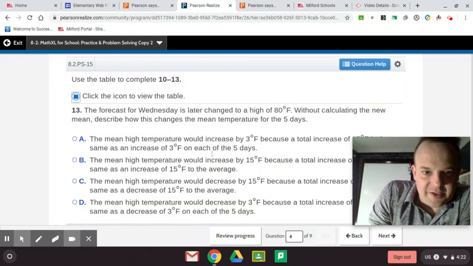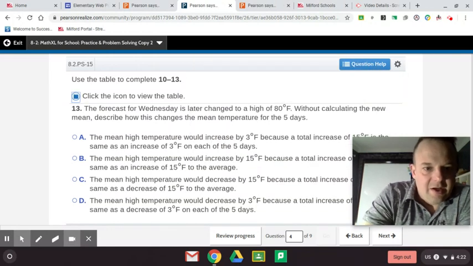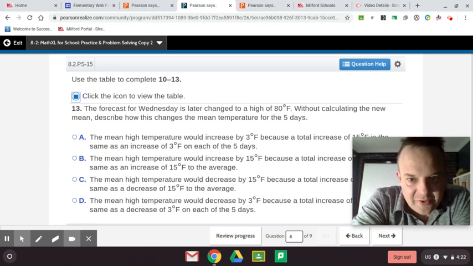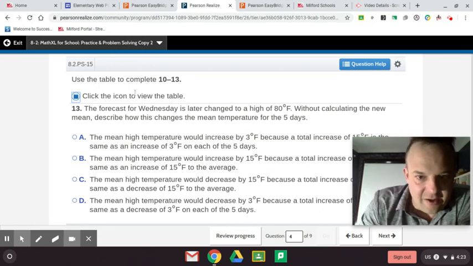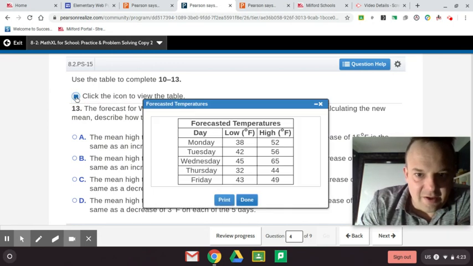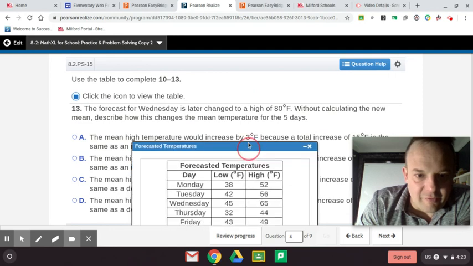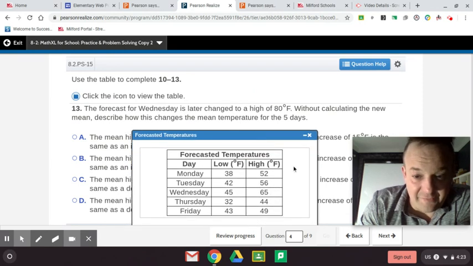And the hits just keep coming. The forecast for Wednesday is later changed to a high of 80 degrees. Without calculating the new mean, describe how this changes the mean temperatures for the 5 days. All right. So one of these changes to 80, is that what it said? For Wednesday. So this goes from 65 to 80.